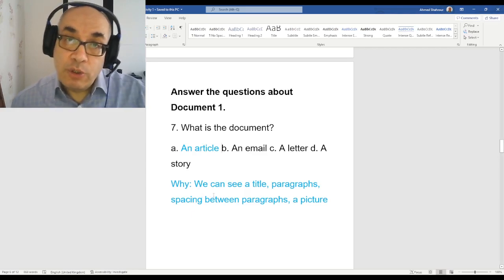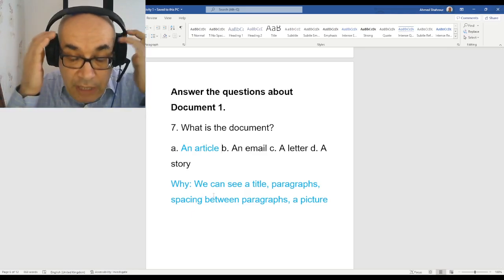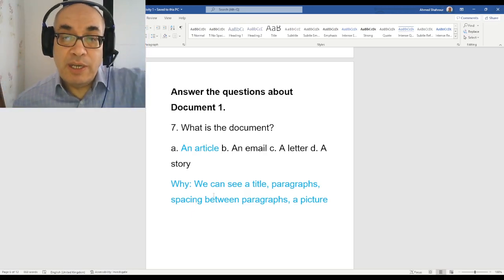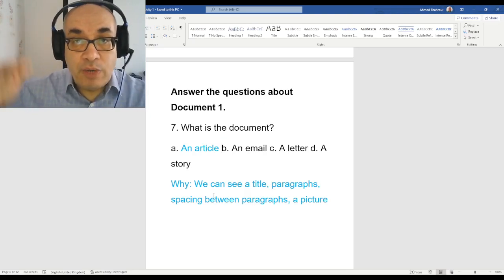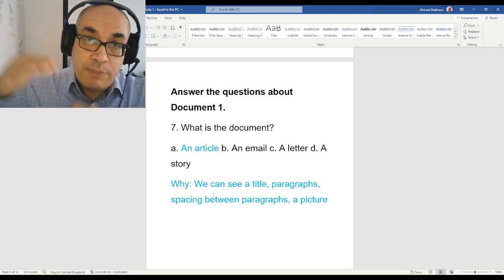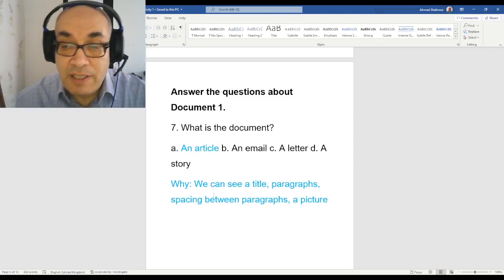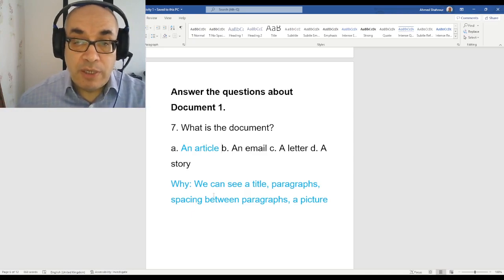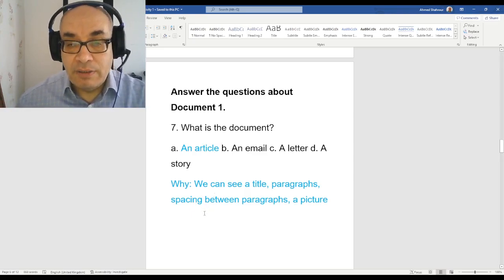So when you go to your writing exam, you save this information in your mind. I'm going to write an article, so I need what? A title. I need to write paragraphs. I need to create spacing between the paragraphs, and I need to have a picture. So by looking at document 1, you can see it is an article.